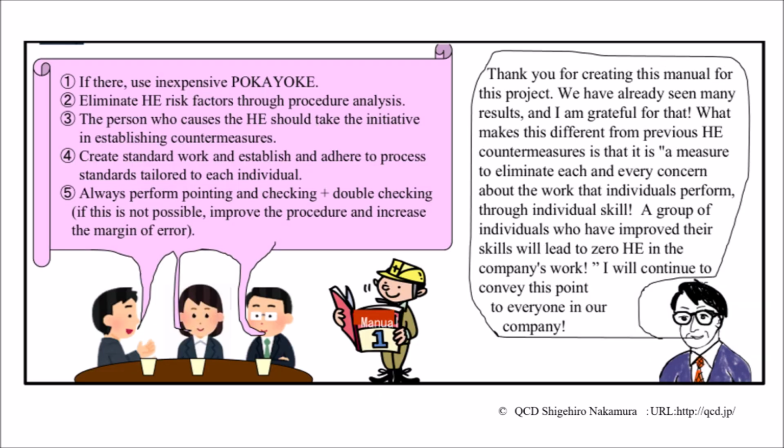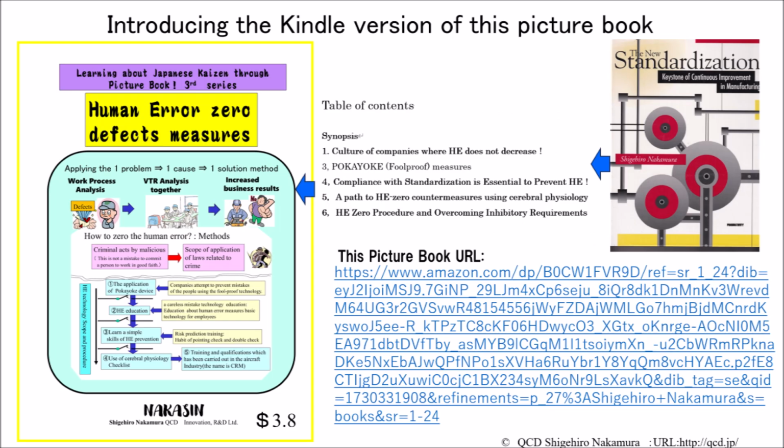In this picture book, 3 people formed a project team and took measures against human error at the request of the factory manager. This figure shows the report status and a summary of the main points. Above, I have explained a small part of the Kindle Picture Book, Human Error Zero Countermeasure. I hope that those who wish to use it will access this site.